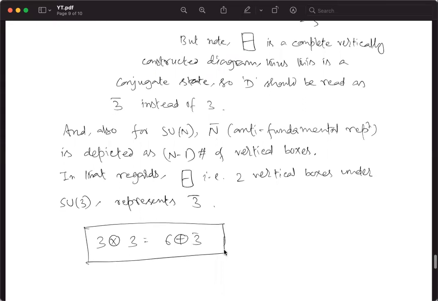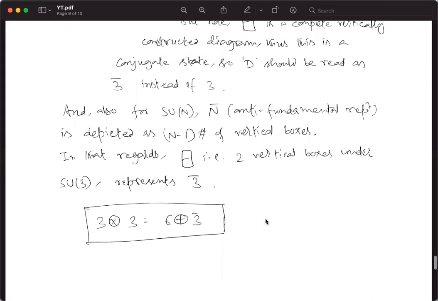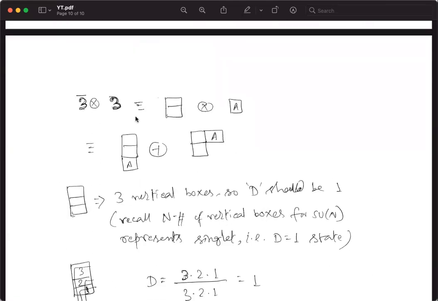Now you can see we cannot use angular momentum algebra to verify this, because that's not applicable here, and that is the beauty of the Young tableau. So we can calculate 3 bar cross 3. 3 bar is depicted by this, and 3 is depicted by a single box. So this box we can put here. Now, unlike SU(2), this is SU(3), so we can keep a maximum of 3 vertical boxes. So this is allowed, right? And we can attach this here. We can't attach this here, because the number of boxes in the second row would be more than the number of boxes in the first row, which is not allowed. So we have to attach it such that the number of boxes in the first row is always greater than or equal to the number of boxes in the second row.